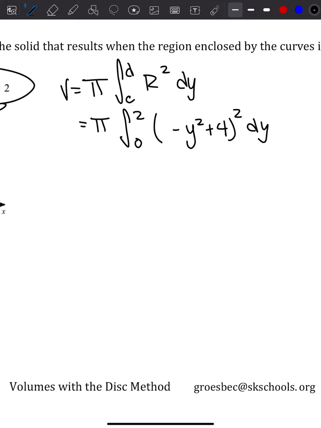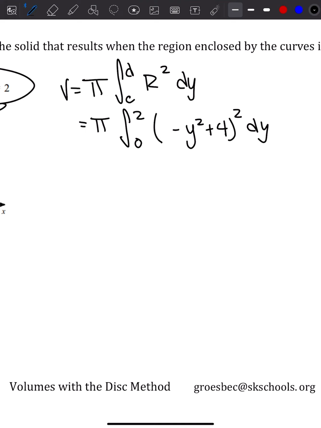Just like in our other problems from our cross sections, I can do all of the work to do this. I would need to multiply out negative y squared plus 4 times another negative y squared plus 4. This is going to get me something in the y to the 4th minus a y squared plus a number, and then I can integrate that. After I integrate it, I can plug in my bounds. Because we have a 0 here, a lot of things are going to go away.